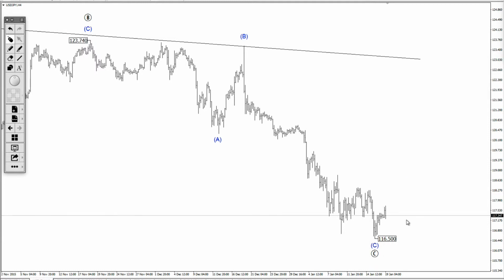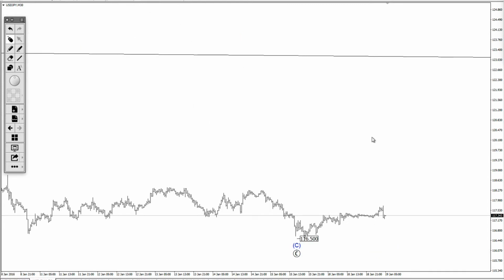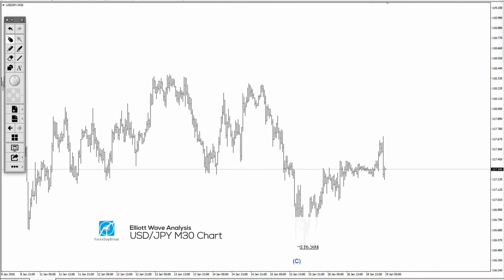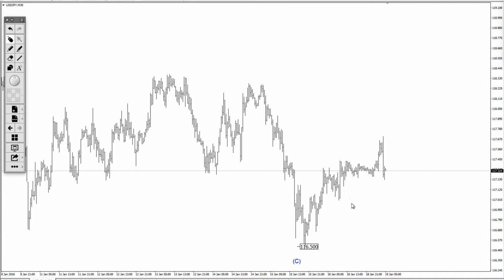So let's keep an eye on this pair and try to pinpoint from the price structure and the price action if we have already seen the reversal and the low is the 116.5 we have now on the chart. So we can look at this on the 30-minute chart as well. If we take a look at this price action, it's quite overlapping. Hard to make out a clear impulsive structure. So let's keep a close eye on this pair.